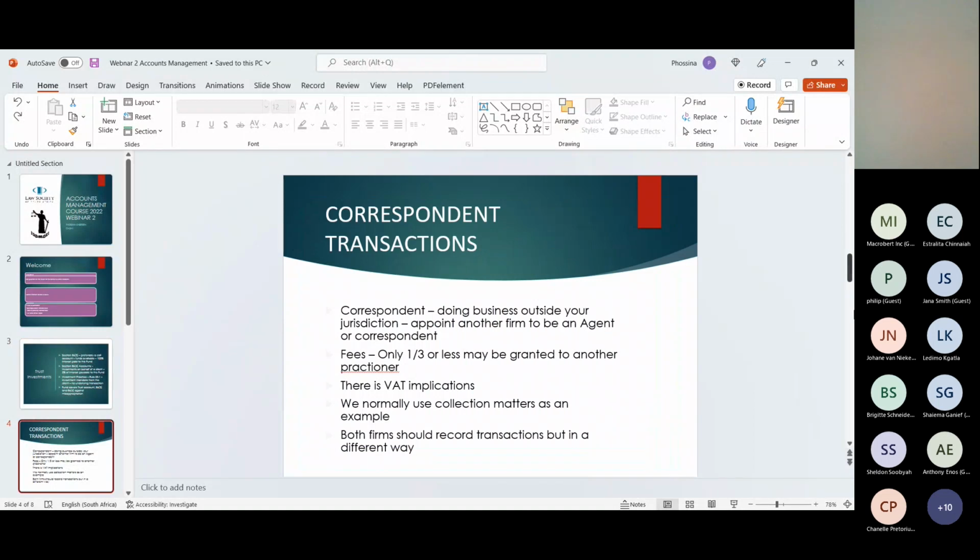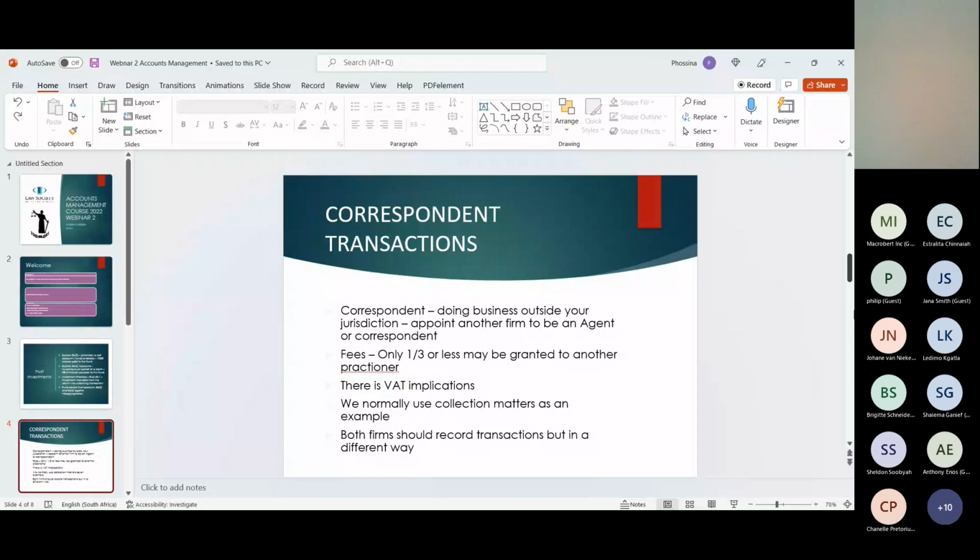So in the legal industry, you are given jurisdictions in which you have to operate. You can't go and do business in another jurisdiction like an attorney or an advocate. I don't know about advocates, but I know of attorneys in Johannesburg. If they want to go and do business in Limpopo, say for example, or in Cape Town, then they have to appoint another firm, or they call it their agent or their correspondent. So that firm is the one then that would handle the transaction on behalf of the client.